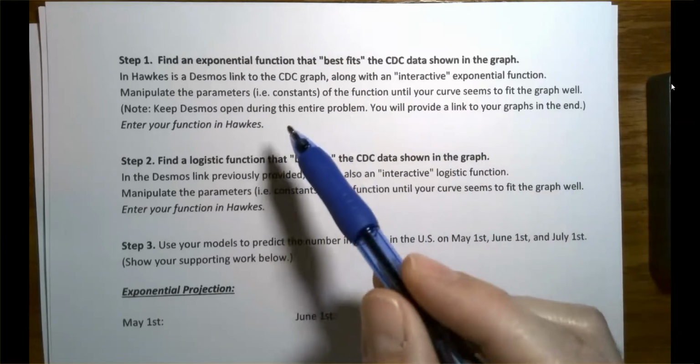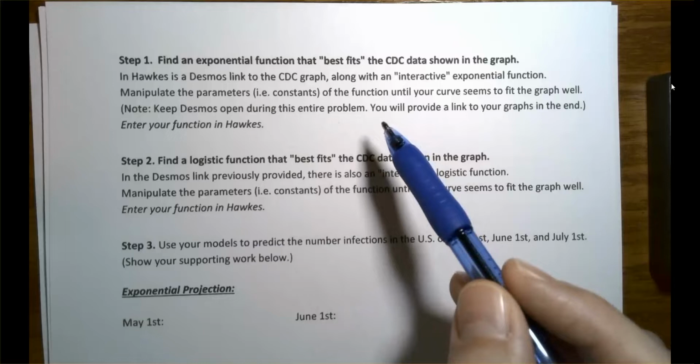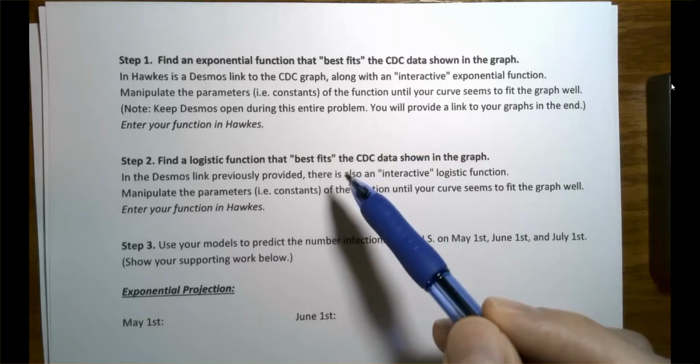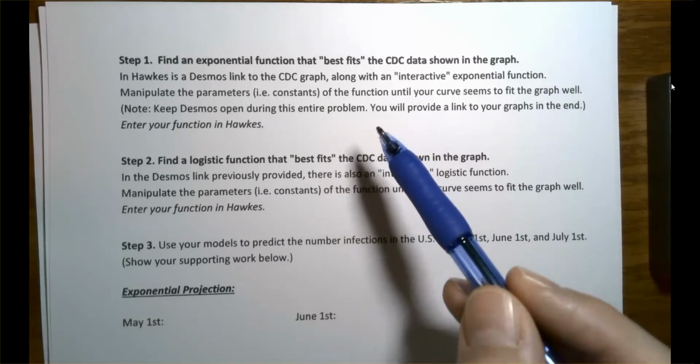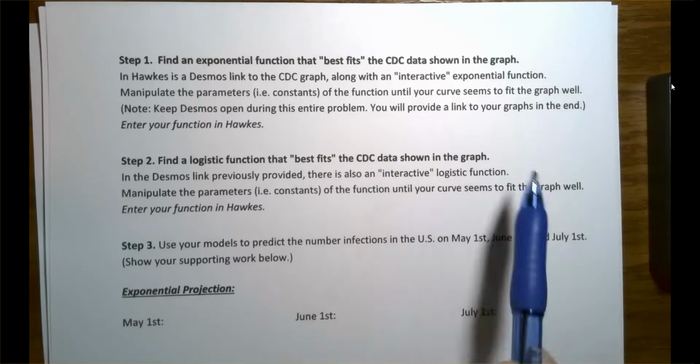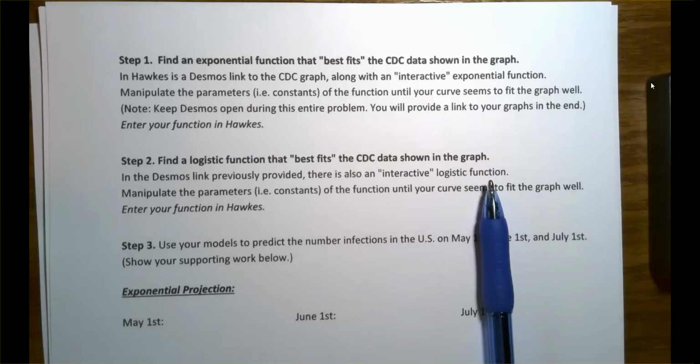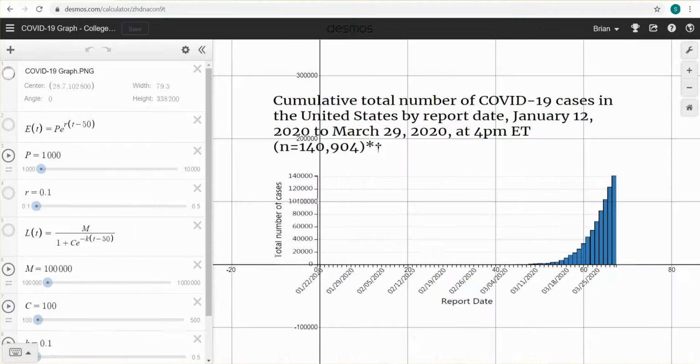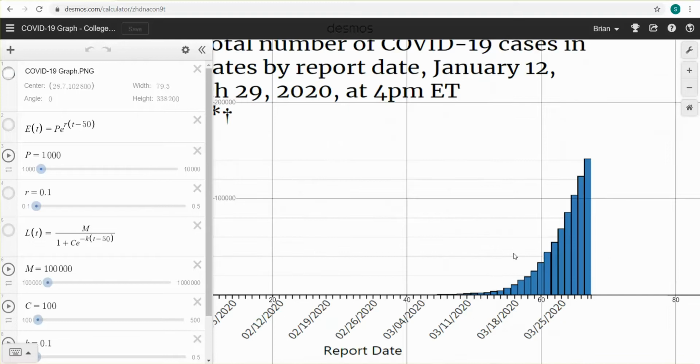And then a note, keep Desmos open during this entire problem because you're going to work with Desmos some more in step 2, and then later on as well you're going to provide a link to it. So, and then enter your function into your Hawks web test. Let me show you what that graph looks like. When you open it up from Hawks into Desmos, it'll take you to this. There's that CDC graph you just saw. You can zoom in on it.